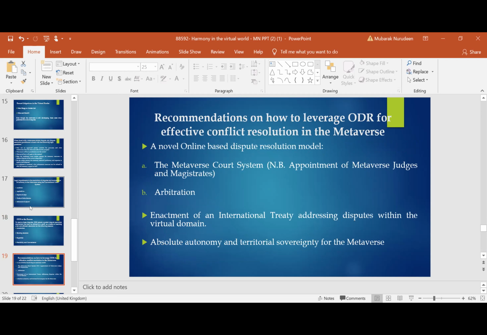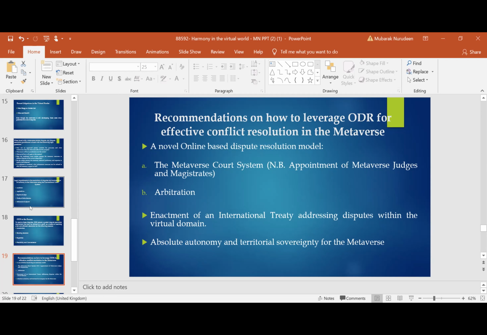And of course, my first recommendation would be a novel-based dispute resolution model. And this novel-based dispute resolution model is actually a two-pronged approach, I would say. The first is establishing the metaverse courts, where we are going to appoint metaverse judges and magistrates to adjudicate on the disputes that are bound to ensue from the interactions in the space. And of course, arbitration as well. So it's going to be a two-pronged approach where parties can actually explore something similar to our conventional courts and arbitration as well, but they are going to be solely based online, and the entire proceedings will also be conducted online.